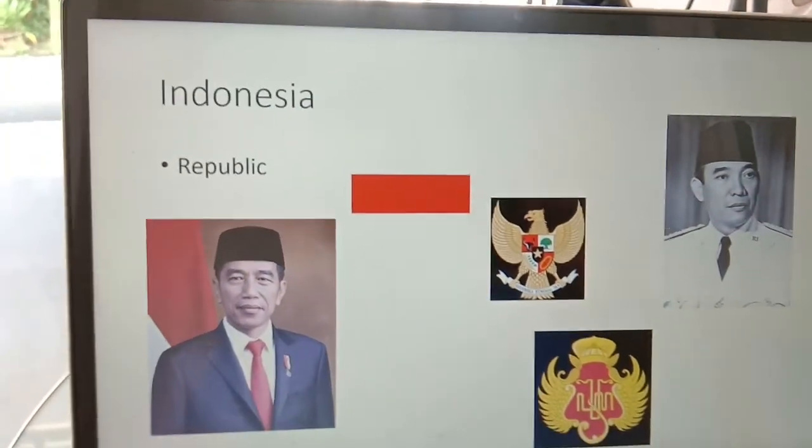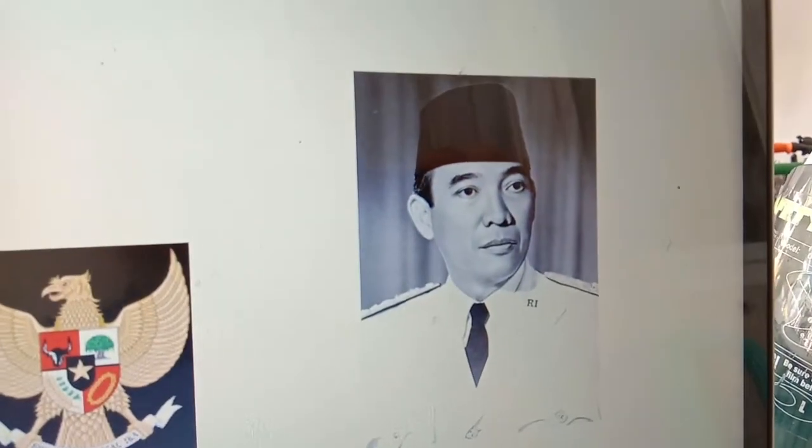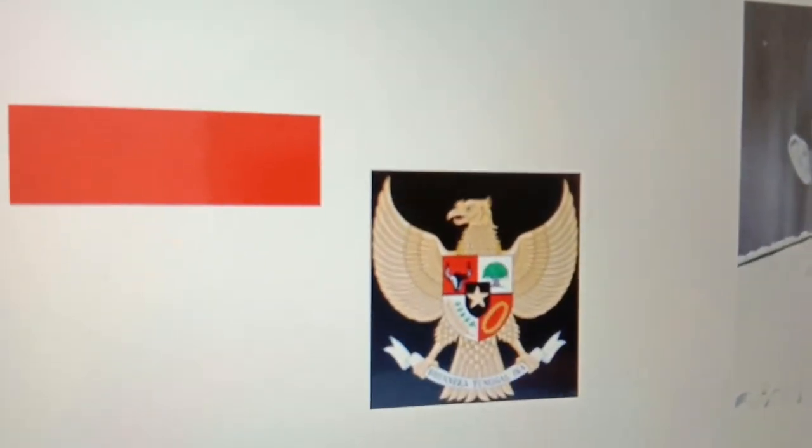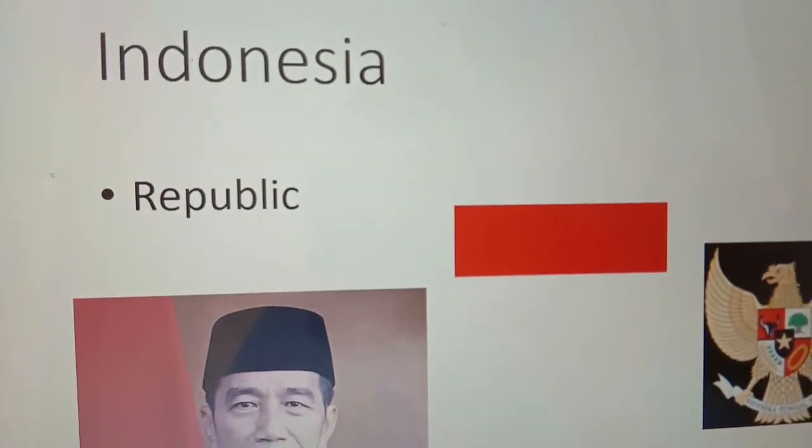And yeah, you know, Indonesia is a republic. Here is the current president, Jokowi, and the first president, Sukarno. There's the emblem, the Garuda. And this is the emblem of Yogyakarta. They have a sultan there. It's a little bit different in Yogyakarta, but it's still part of Indonesia. So we say Indonesia is a republic.